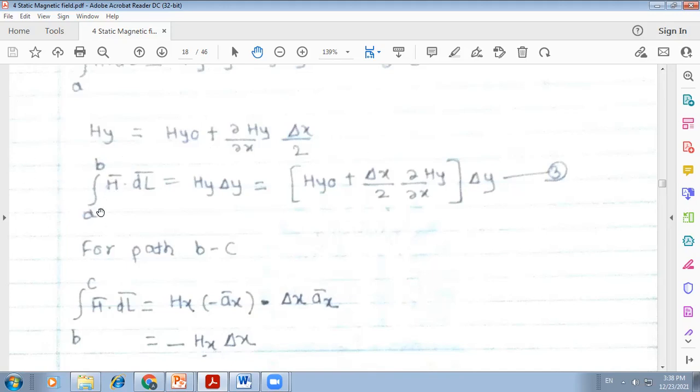That is the line integral from path A to B of H bar dot dl bar is equal to Hy into delta y. Now what is Hy? Hy is Hy0 plus ∂Hy/∂x, then delta x upon 2, into again this delta y. Okay, so is it understood?